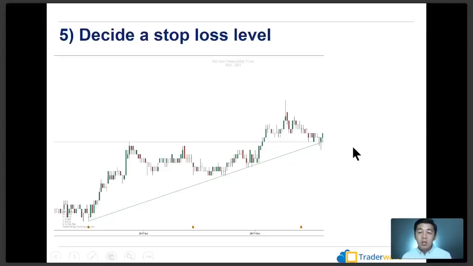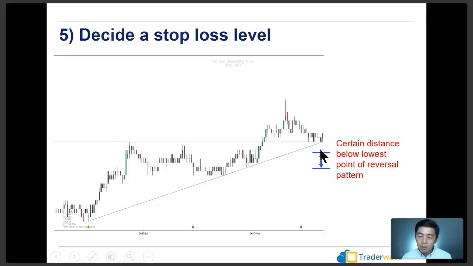And so in this case, I shared quite a number of times earlier on how to determine a stop loss. Very simple, okay? You put your stop loss at a certain distance below the lowest point of the reversal candle. So as you can see over here, the reversal candle, the tip of the shadow, that is the point where your stop loss level should at least be, or even lower. So as you can see over here, the zone that I mark out with the arrow is the most likely place you should put your stop loss.